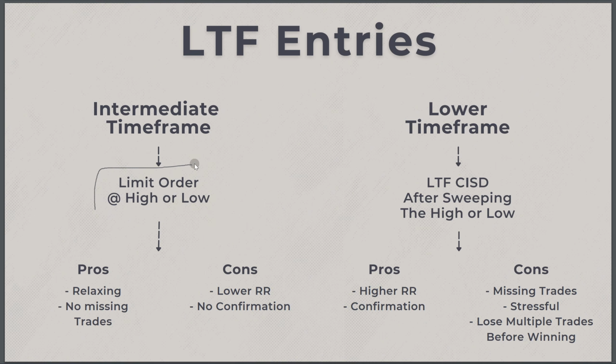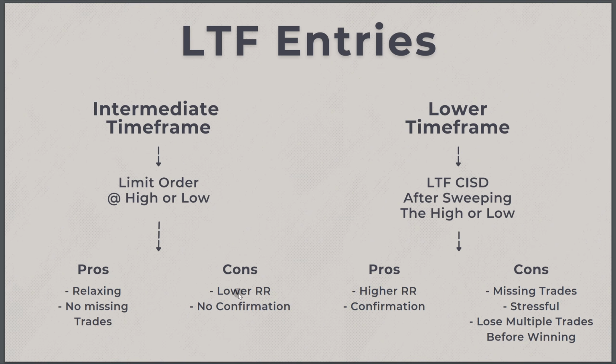When we have that pullback, when it's confirmed and we have a pullback with a direction or first mitigation, partial mitigation actually, then we can just place a limit order and that's it. Now the pros of this one is that it's going to be more relaxing. You don't need to wait for that POI or that high or low to be taken and then go to the chart to see the confirmation. No need. You're not going to be missing trades most of the time.